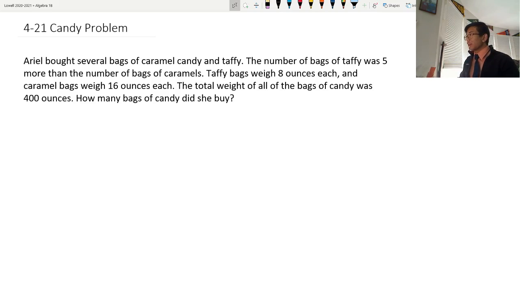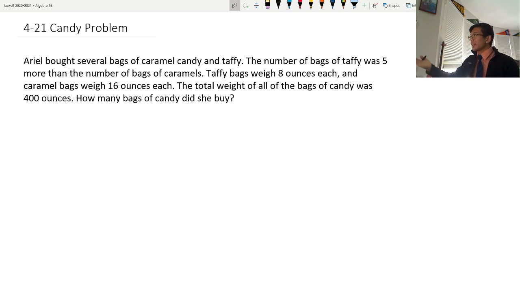Hello folks, in this video I want to talk about how we can use a system of equations to solve a problem like this. Step one is figure out what is going on and then translate this big paragraph to an equation or set of equations.